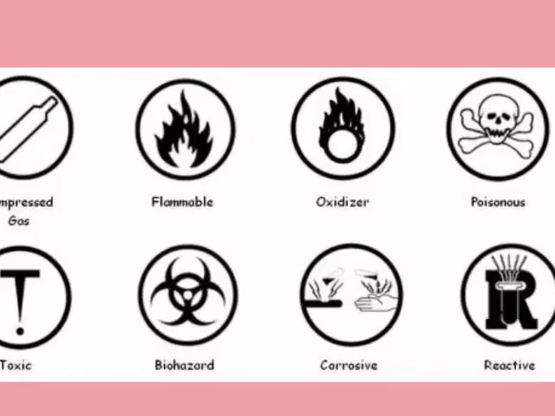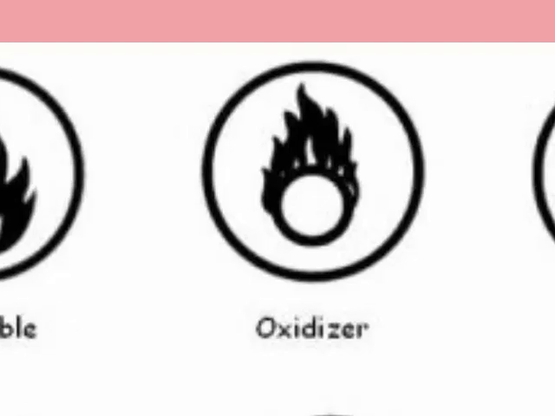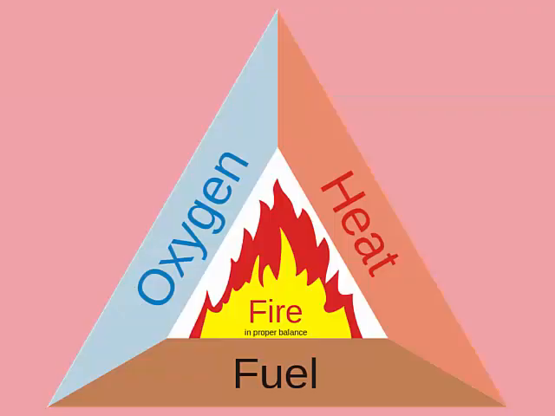Class C is an oxidizing material. This one looks like it's flammable, but it's not actually flammable. When it says oxidizing, it provides oxygen. Certain chemical reactions with that chemical will cause it to release oxygen into the environment. Why that's bad and why that's dangerous is because oxygen is one of the 3 main ingredients to fire.